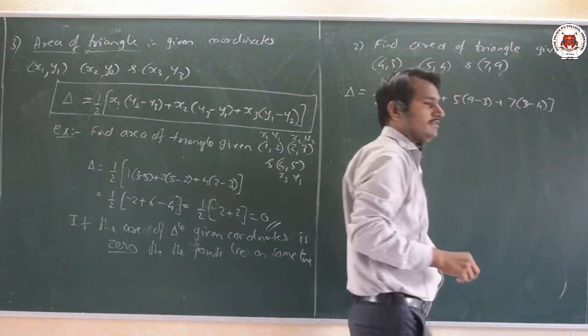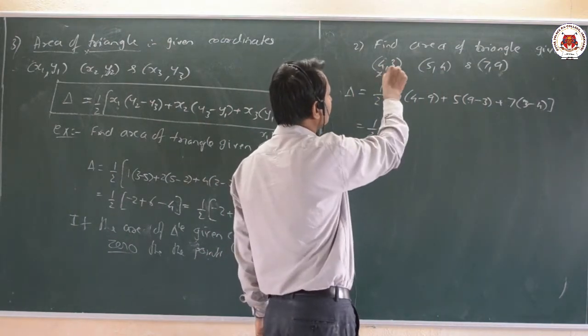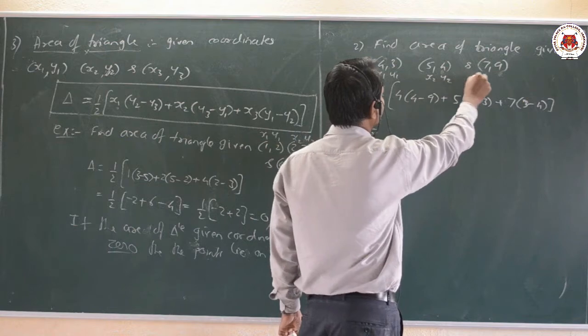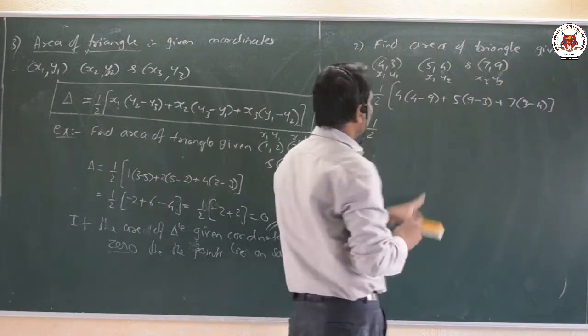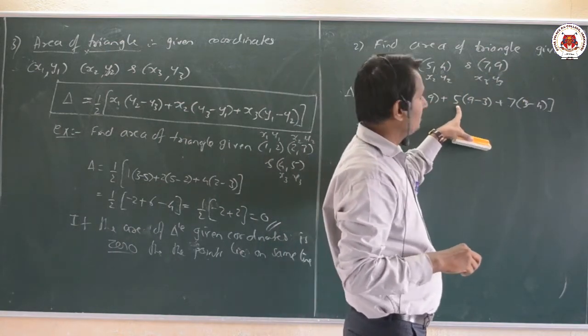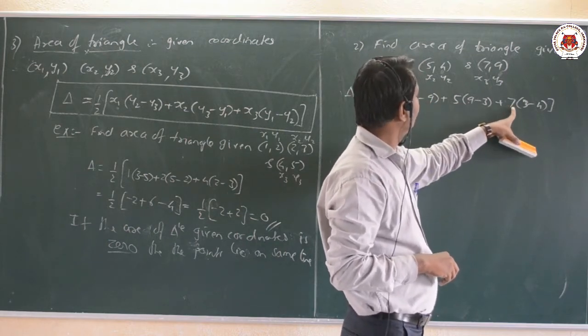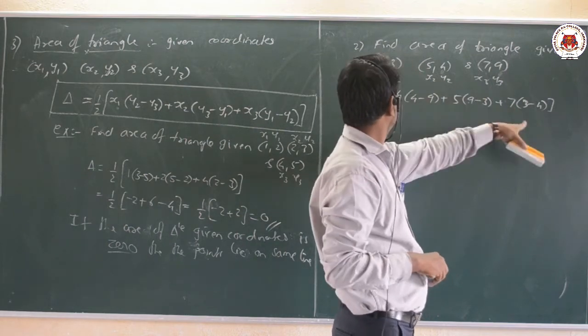Now here, it is a very simple example. The area is equal to 1 by 2, where the points are x1 y1, x2 y2, x3 y3: x1 into (y2 minus y3), then x2 into (y3 minus y1), and then x3 into (y1 minus y2).